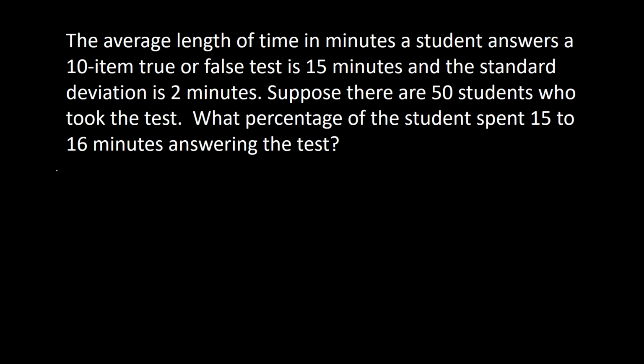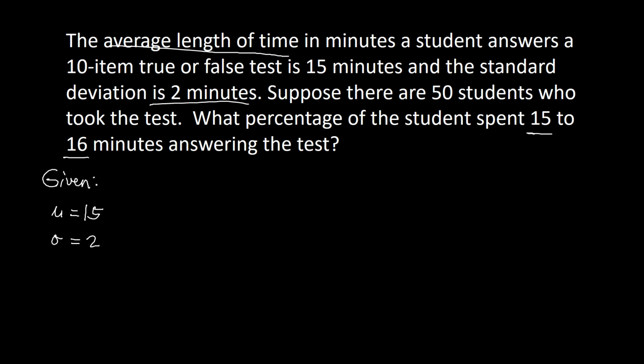Let us know first the given. According to that, we have the average length of time as 15 minutes, so we have that as the mean. And of course, with the standard deviation as 2 minutes, so we have standard deviation equal to 2. And then we have here two scores. We have 15 to 16 minutes.